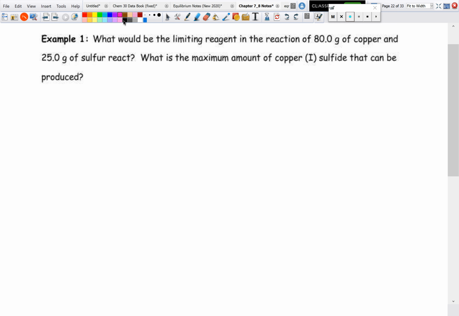All right, so step number 1 is balanced chemical equation. So in this case right here, we have copper, which is just Cu solid, plus sulfur. So remember, sulfur is S8. This is also a solid. They react, it says, producing copper 1 sulfide.